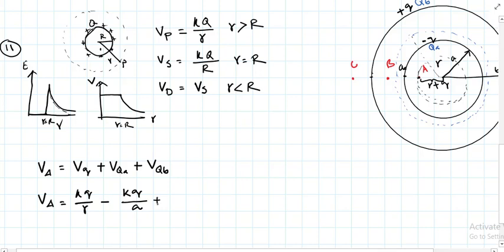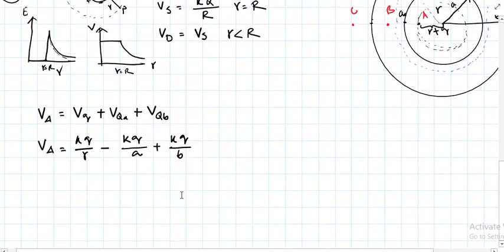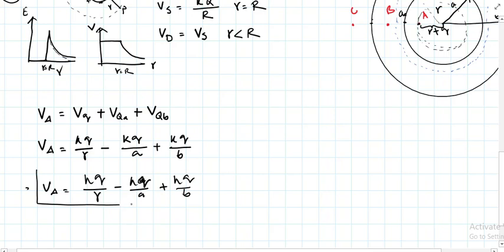Then the potential for the surface QB will be kq, which is the charge on the surface QB, divided by B. So that's why we can write that the potential at point A as a whole will be kQ by r minus kQ by a plus kQ by b, where r is greater than 0 but less than or equal to a. So this is actually the potential at point A.